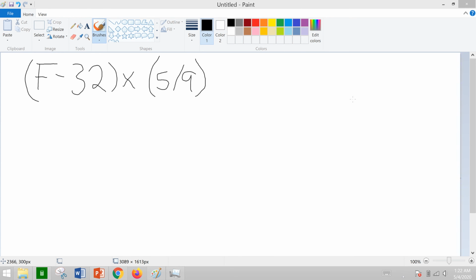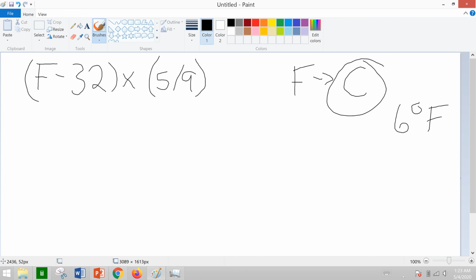All right, so here we have our Fahrenheit to Celsius formula. We have F minus 32 times 5 over 9. So let's pick a number. Let's pick, I guess we could pick 50 again? No. Let's pick 6. 6 degrees. It's pretty cold. 6 degrees Fahrenheit. And we are going to be looking for the Celsius now.